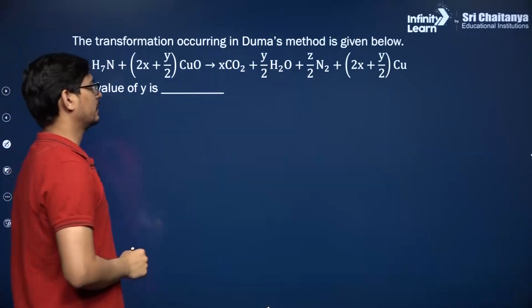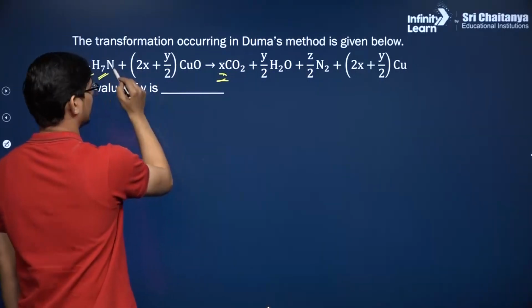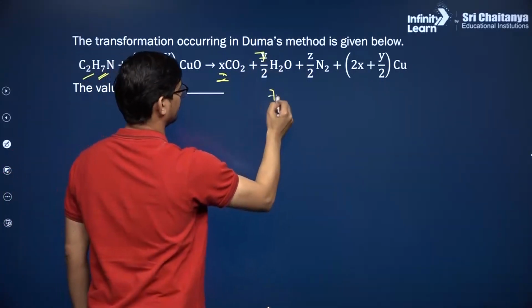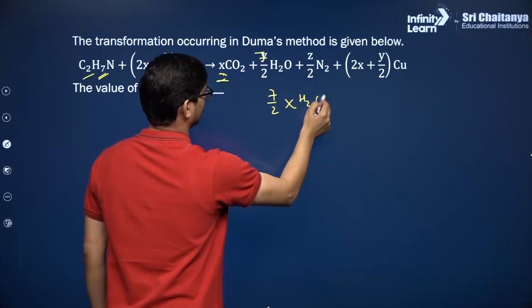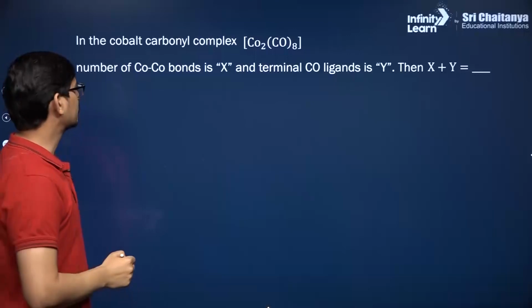The transformation occurring in the Dumas method is given below. So there are 2 carbons, so this has to be 2. There are 7 hydrogens, so this has to be 7 by 2, right? Because 7 by 2 H2O, so there are 7 hydrogens. So the value will be 7 in this question.